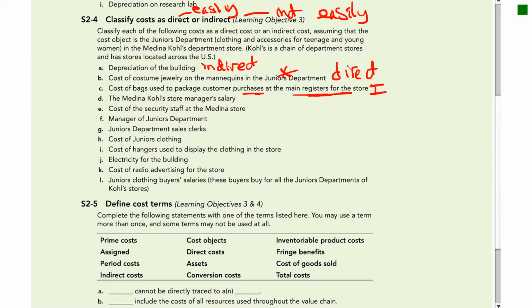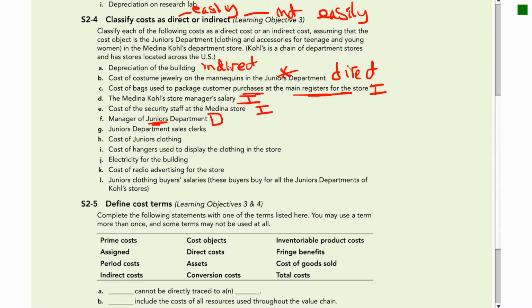The Medina Kohl's store manager salary, again, that's going to be indirect because this salary is not just for the juniors department, it's for the entire store. So you'd have to do some allocations to make his salary go directly to this particular department. That's not easily done, so you're going to say that's indirect. Cost of the security staff, again, this is for the whole store. It's the same reasoning for the store manager's salary. That's indirect. The manager of just the juniors department, though, guys, that would be direct because this is all they do. It's pretty easy. Just take their salary. That goes right to the juniors department.